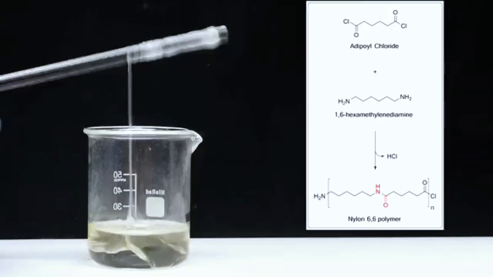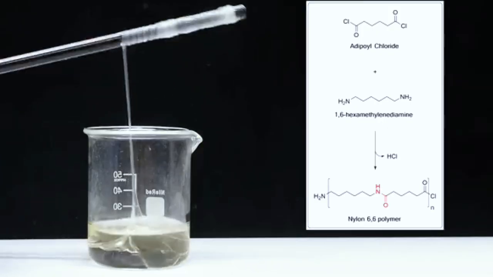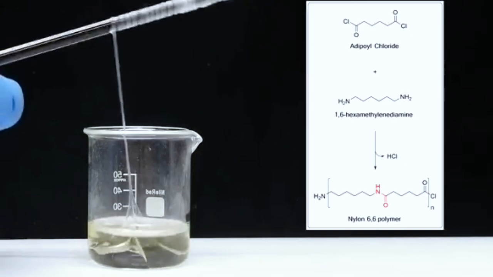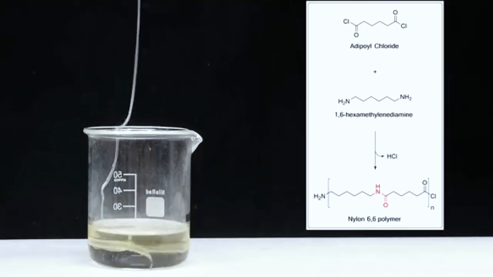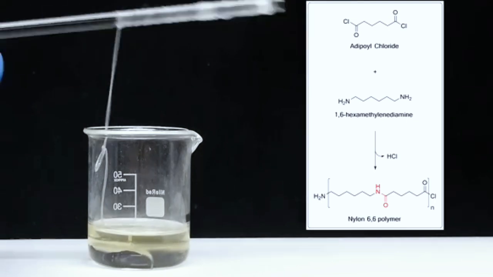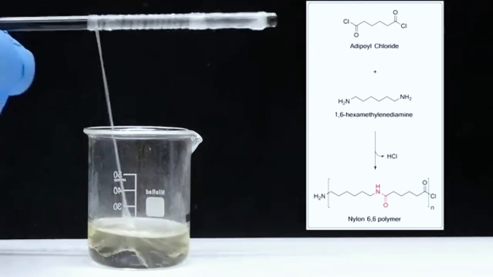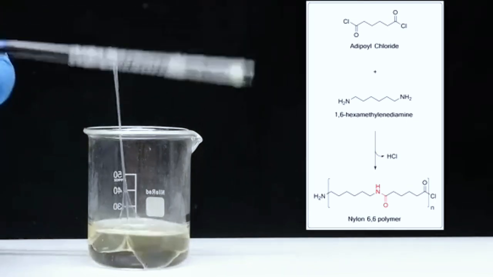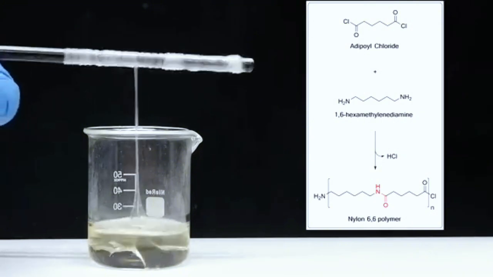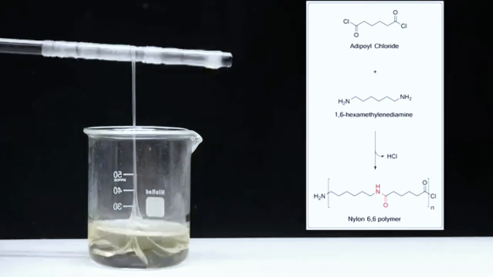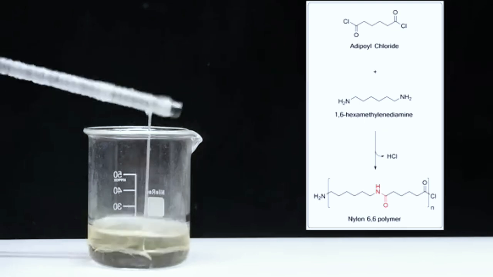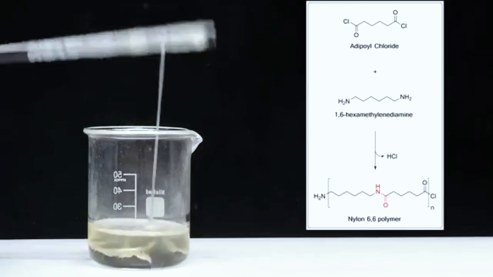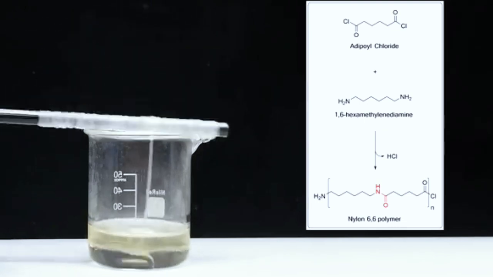So now to talk a little bit about what's going on here. When the adipoyl chloride comes in contact with the hexamethylene diamine, it reacts to form an amide bond. However, on one end of this newly formed molecule, we have an acyl chloride, and on the other, we still have a free amine. So now the reaction can repeat itself, and it keeps doing this over and over to form a very large molecule known as a polymer.